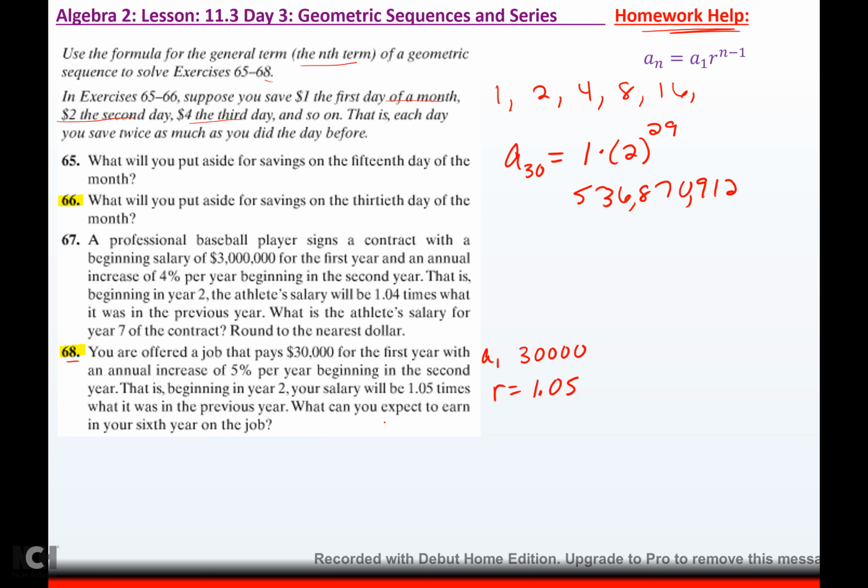What can you expect to earn in your 6th year on the job? You're trying to find the 6th term. So you would use our big ugly formula that I did not put on here, and I do not have memorized. But you'd plug it into A equals P, bracket, parentheses, what was it, 1 minus R over N to the NT minus 1, all over 1 minus R over N, I do believe. You plug them in and solve it from there.